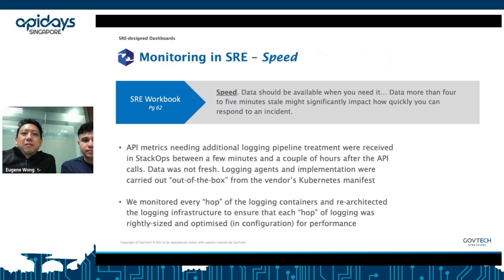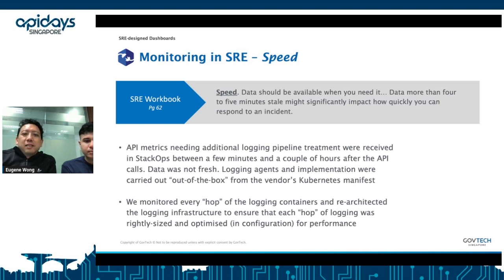The next principle which we're inspired by is speed. And basically what the workbook says is that data more than 4 to 5 minutes stale will significantly impact how quickly we can actually respond to an incident. So what we noticed was that API metrics going through the logging pipeline, which were implemented out of the vendor's Kubernetes manifest, were actually taking between a few minutes and a couple of hours to be processed and to reach StackOps. And so data was not fresh, and this affected our ability to actually carry out troubleshooting with our customers.